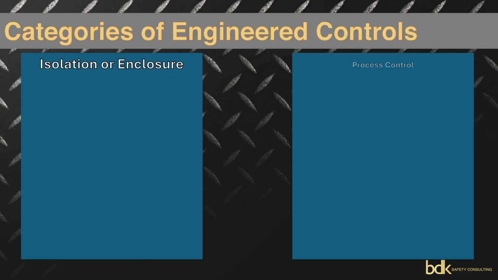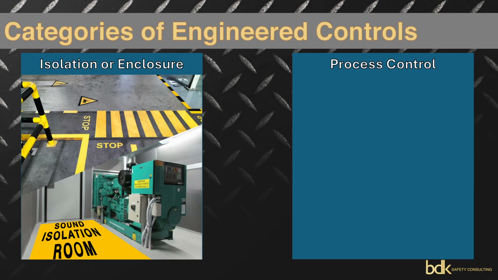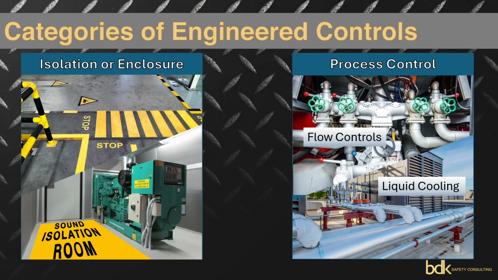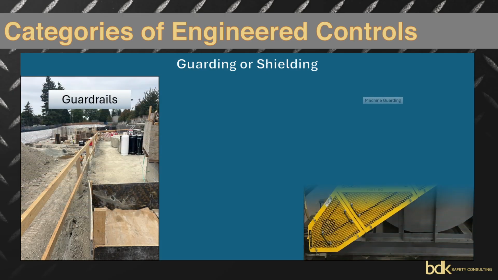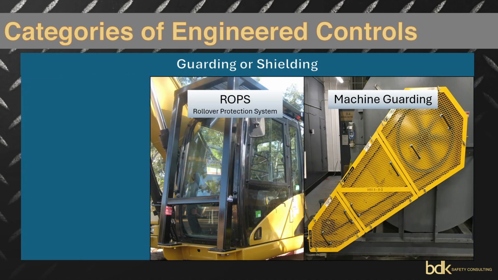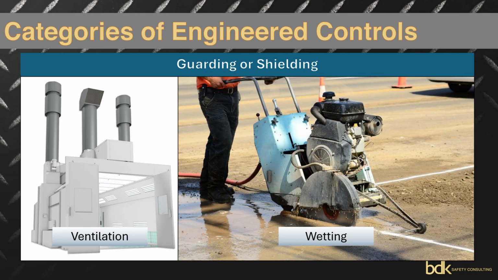Engineering controls will generally fall into three categories: isolation or enclosure, process controls, guarding or shielding. Common examples of engineering controls are guardrails, machine guards on everything from power tools to heavy equipment, ventilation systems, wetting systems for cutting or grinding, hydraulic lifts, and various forms of flow controls.